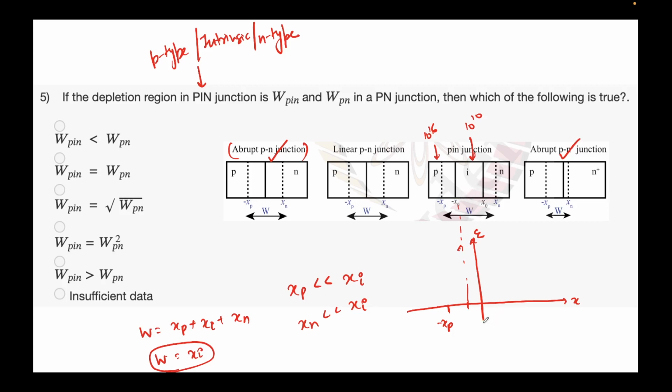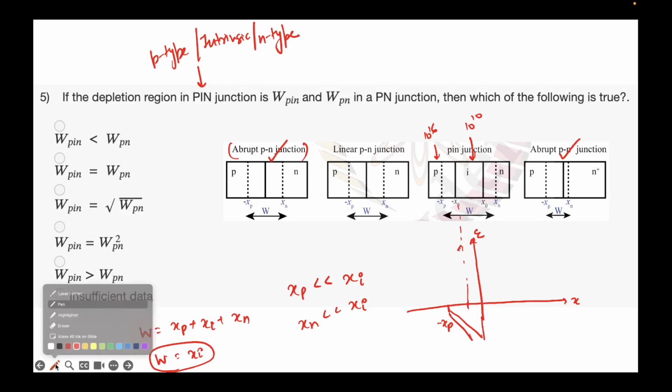Okay, so how will the diagram look like? The diagram looks something like this. So xp is virtually non-existent. Minus xp will look something like this. It will peak here, peak here. Just a second, let me draw it properly.